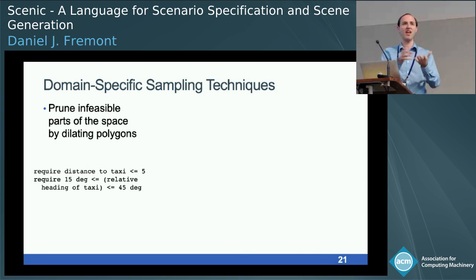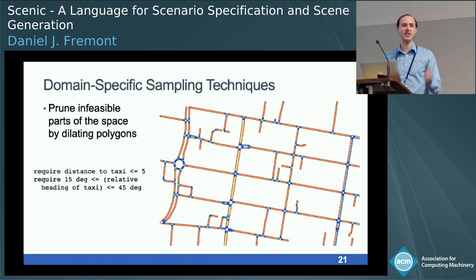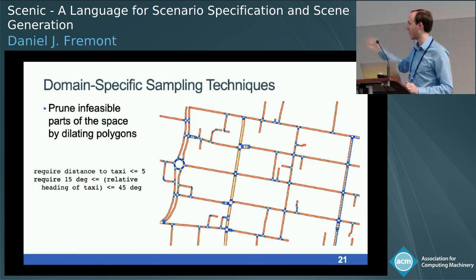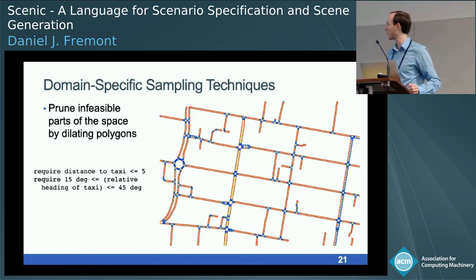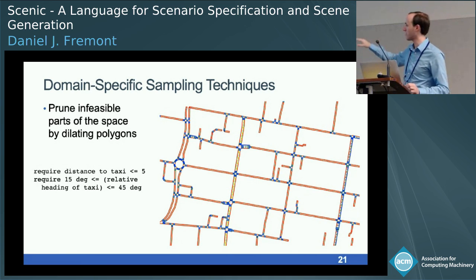If we say that the taxi is roughly aligned with the lanes, then it's only possible to satisfy this near intersections, essentially. And Scenic can work that out automatically. So here's a map of part of Berkeley that we used in one of our experiments, and the red is showing all the roads, and here Scenic is able to prune away almost all of the space. Only the blue parts are left as feasible locations to position the car.